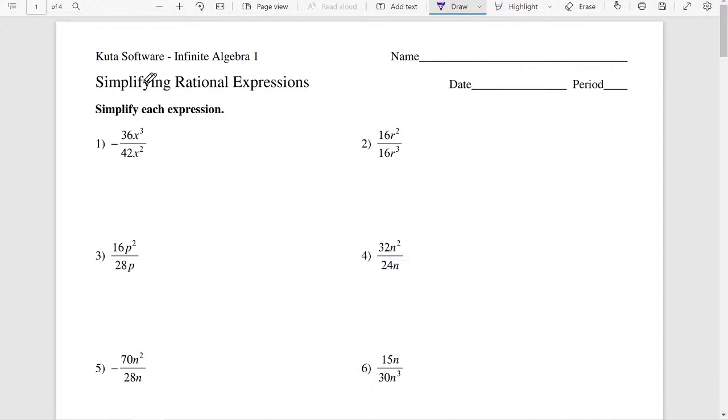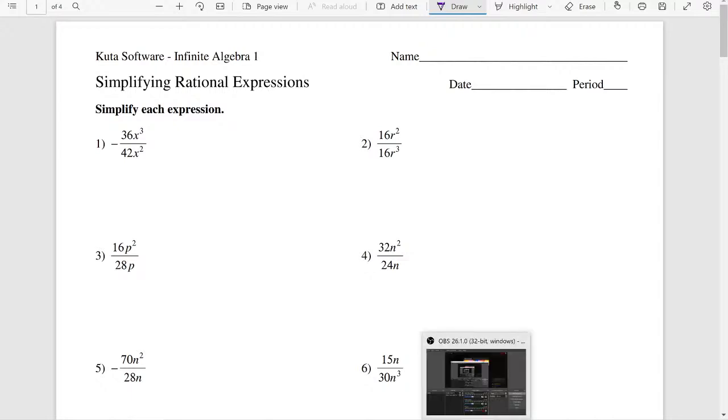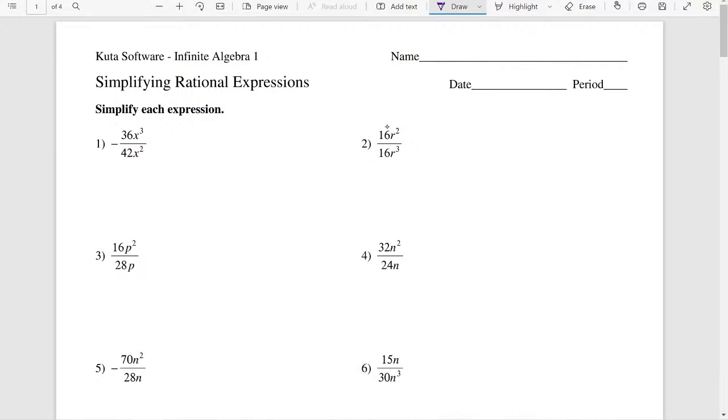So we're going to go straight into simplifying rational expressions. And let me know if you have any comments as we go along here as you're watching this. But I'm just going to jump right into it here like I normally do. And we're actually going to start with number 2. I can actually cancel both of these.